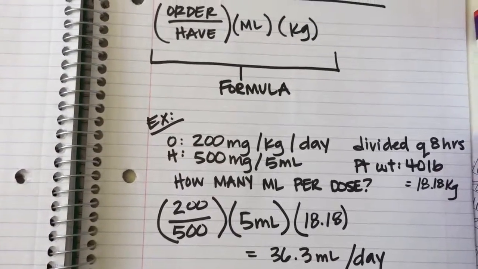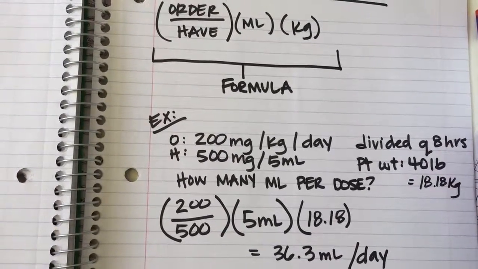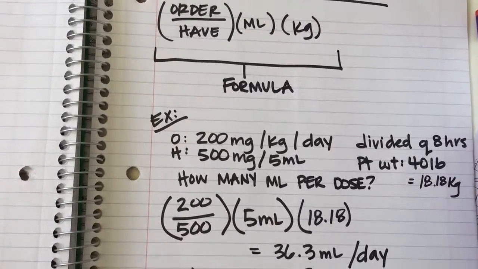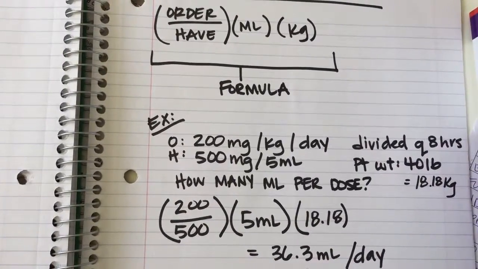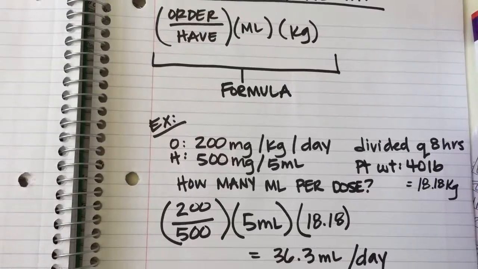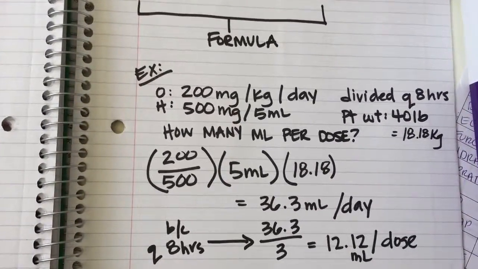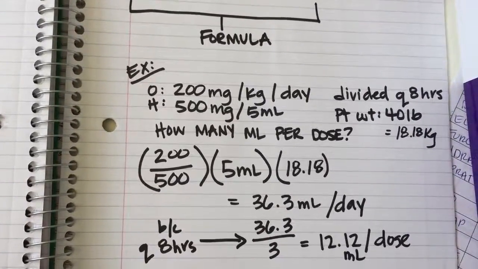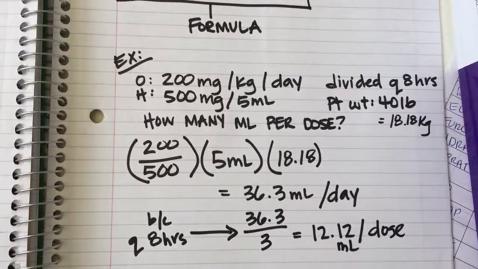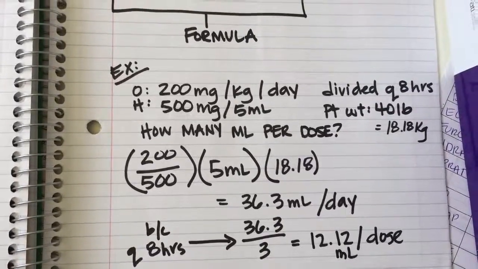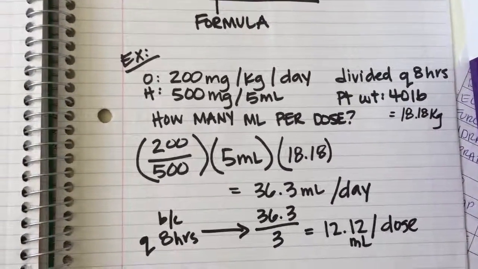So essentially, once you do the 200 over 500 times 5 times the weight of 18.8, it gives you 36.3 milliliters. Remember, that is per day. And so since it's divided every 8 hours, we're going to divide by 3, and that gives you 12.12 milliliters per dose, because they're asking per dose. Hope that makes sense.